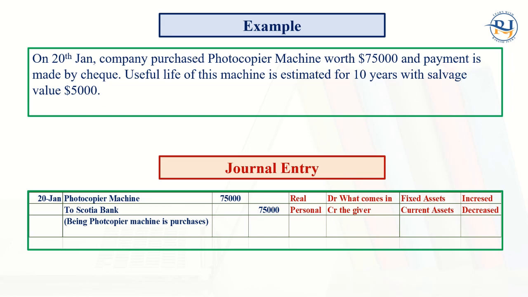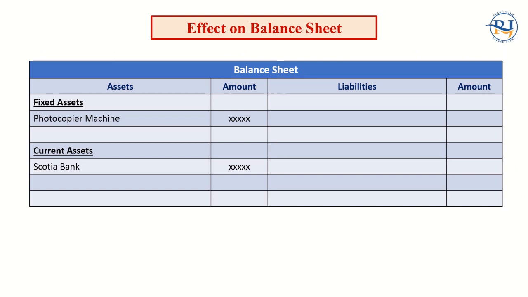So that's why we have put on the credit side. What will be the effect on the balance sheet? On the balance sheet, the photocopier will come under the fixed assets and Scotia Bank will come under the current assets.